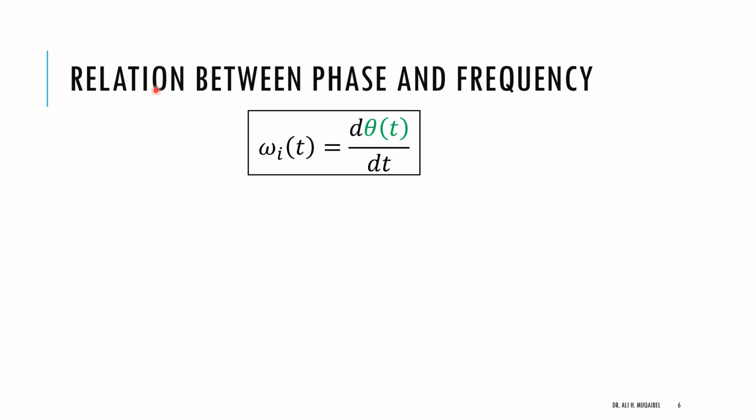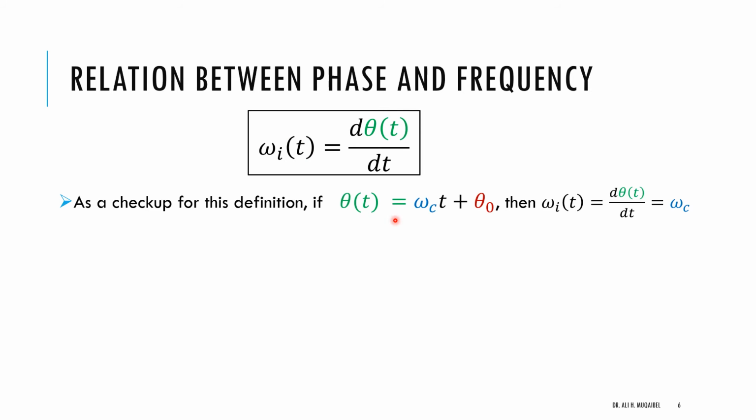So the relation between phase and frequency is stated in this box. This is an important relation which we should remember. Omega I, instantaneous frequency, equals the derivative of the angle. Of course, we mean the frequency in radians per second. Now, as a checkup example, if we replace the angle with the case of fixed frequency and take the derivative, a constant will drop out, and the derivative of this term would be omega c. So the instantaneous frequency equals omega c if the frequency is fixed.